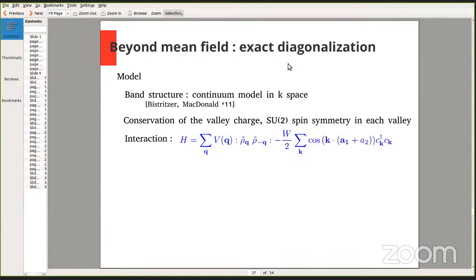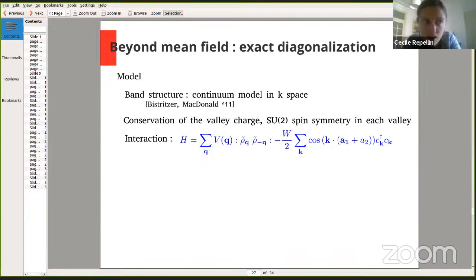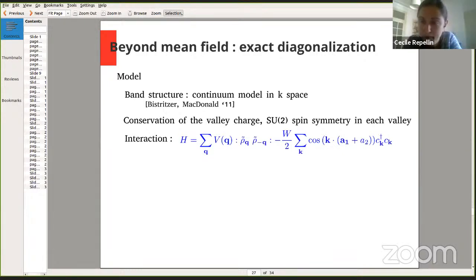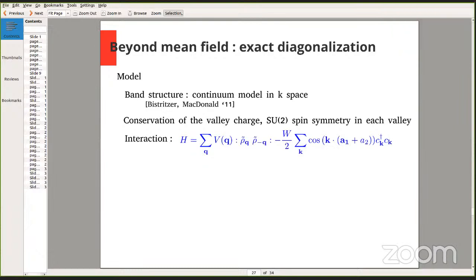So here, Cecil, we have another question. Yes, Sumiran. So this conservation of the valley charge, does it mean that individual valley charges are conserved individually? Yeah, you have a valley number, which is how many electrons you have in valley plus minus how many electrons you have in the other valley, and that number is conserved. Is that because you have a diagonal Coulomb interaction? Is that roughly the reason?